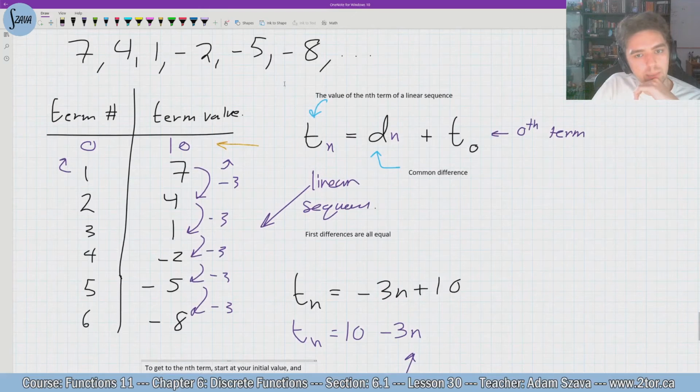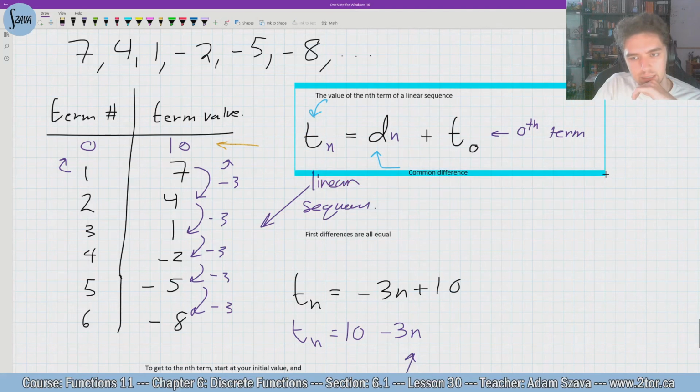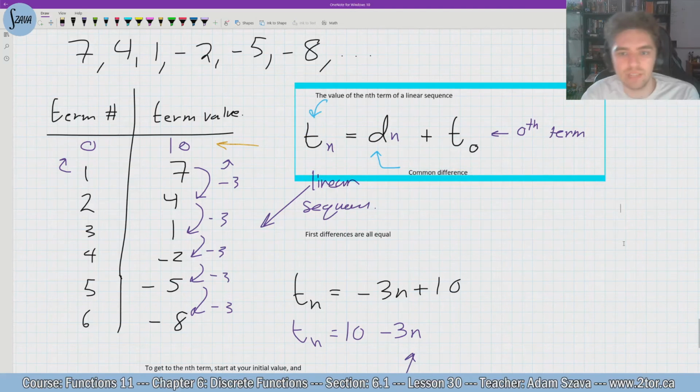And so that's always going to be true for a linear sequence. This thing right here, I'll just highlight it in a box so you can write it down. This is an important one. The value of the nth term of a linear sequence, and you know it's linear because the first differences are all common, all the same, is going to be your common difference times n plus the 0th term.